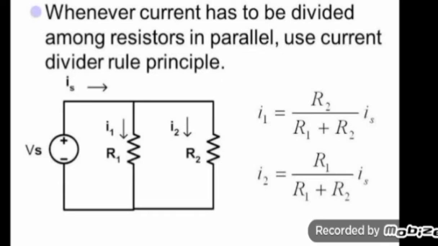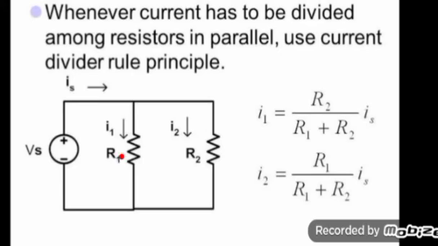This is the current division rule. Whenever current has to be divided among resistors in parallel, use the current division rule. And whenever voltage is going to be divided among resistors in series, use the voltage divider rule. This rule says that R1 and R2 are connected in parallel. I1 is the current flowing through resistance R1 and I2 is for R2. Is is the total current and Vs is the active element, that is the voltage source.